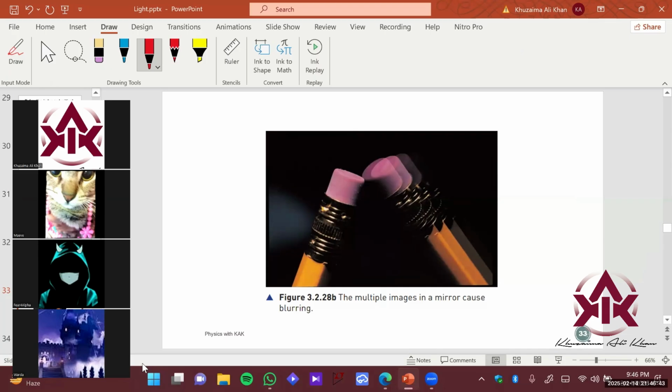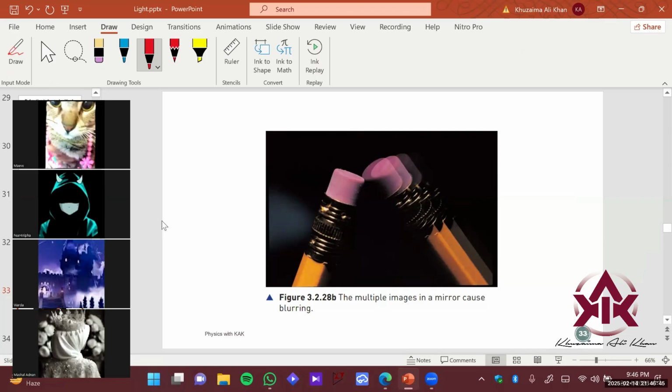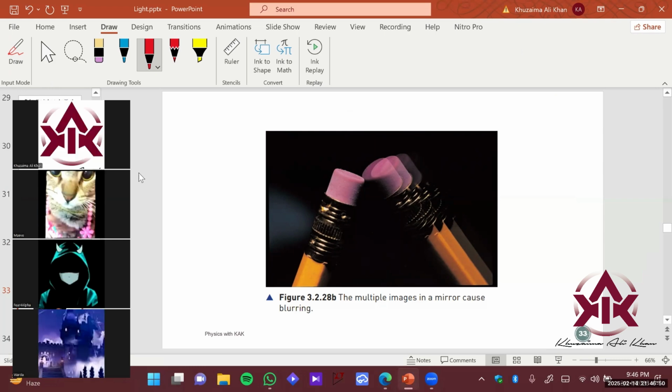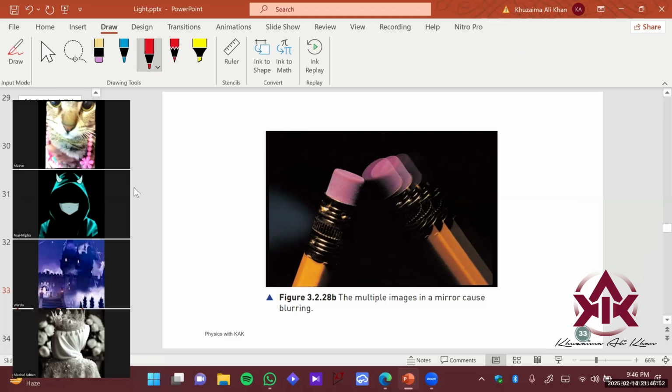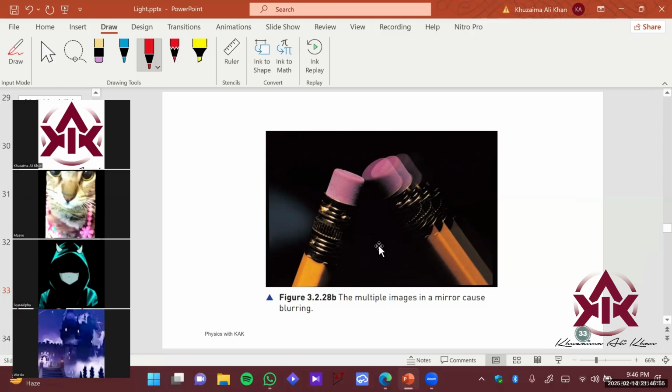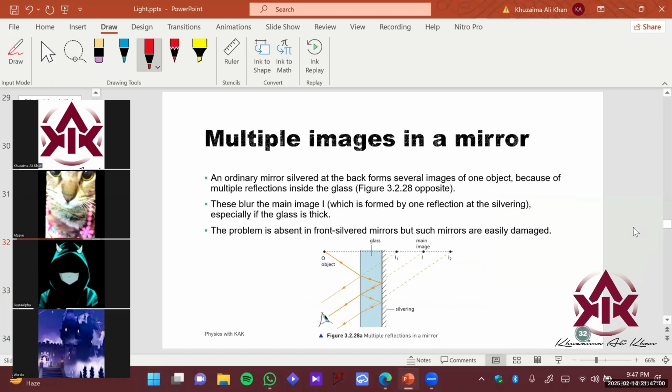Multiple images in a mirror, or if your mirror is blurry, it gives you multiple images. Have you observed this scenario, anyone, any time in your life? Okay, Mashal did. That's good. So this is happening. Why? Because there are multiple images getting formed inside the mirror, right? So you can see an ordinary silhouette at the back forms several images. Let's say you have a mirror which is getting pretty old, or you buy a mirror or make a mirror by yourself and you are not able to fix the silver properly. So you might get this scenario over here, right?